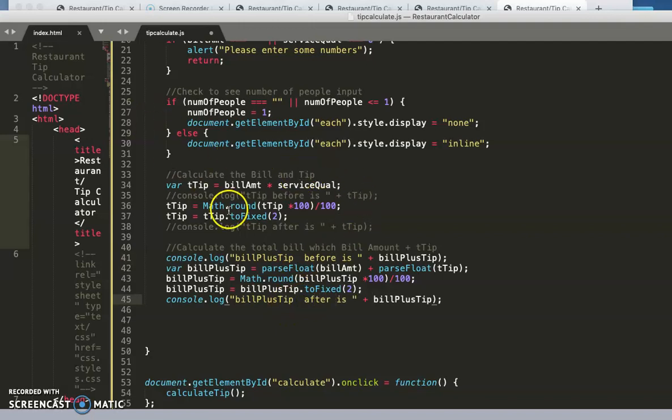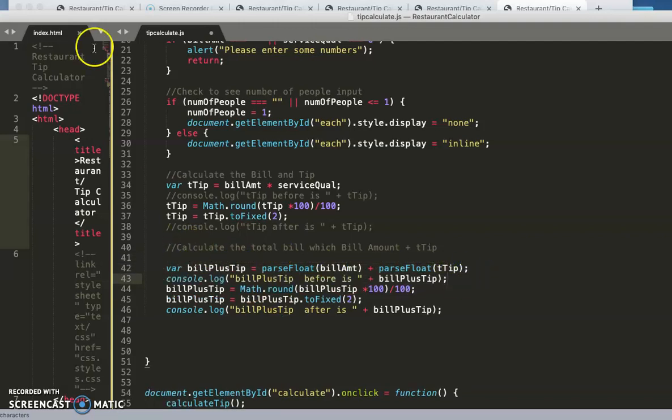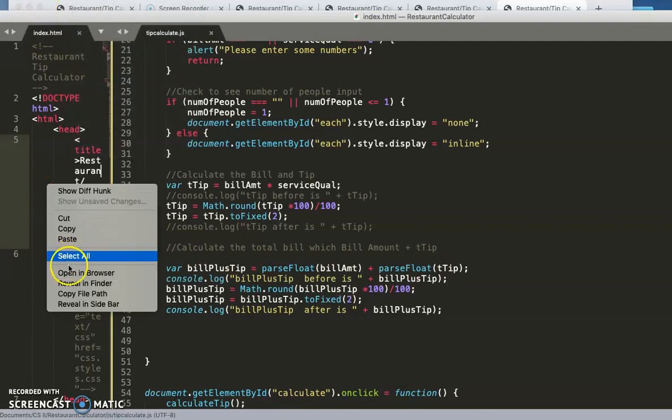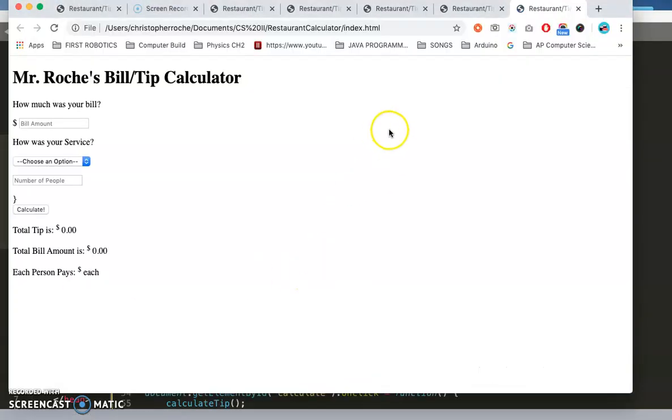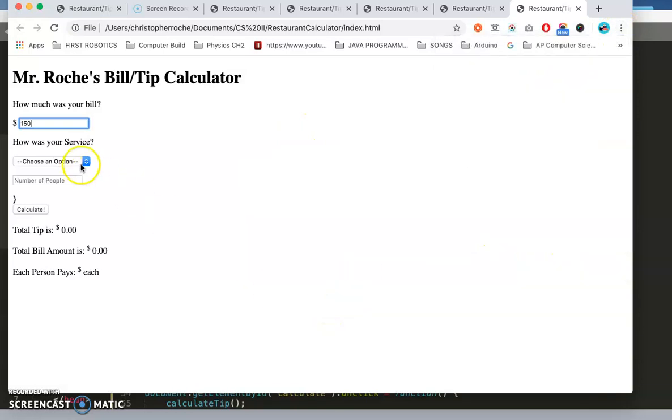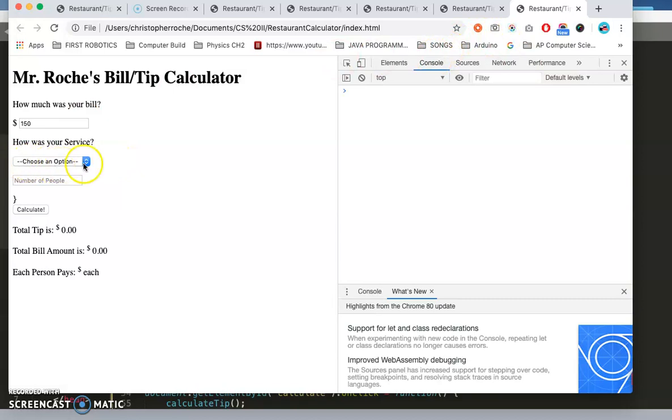There we go. And let's see. Oopsie, I put this probably the wrong way. And here we go. And again, let's take 150. Get the developer tools up. Say 15%. Say one person. Calculate it. Okay, so that's good.